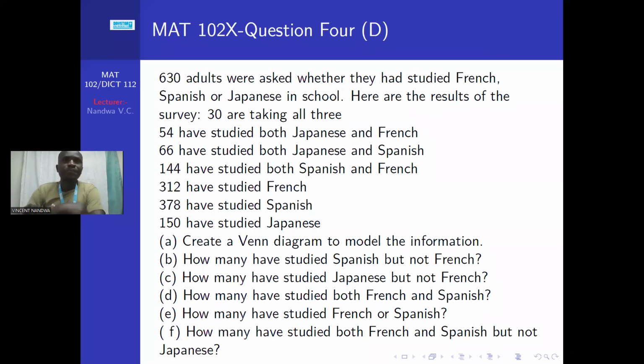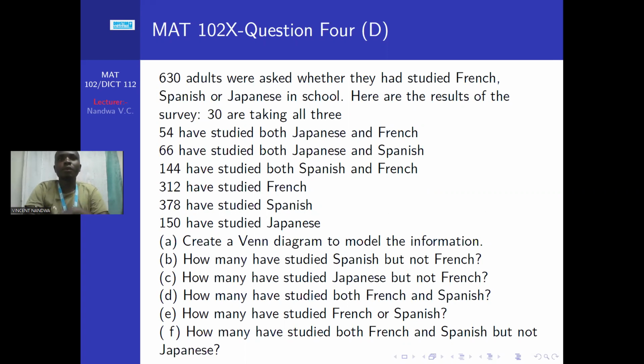Welcome back. So 630 adults were asked whether they had studied French, Spanish, or Japanese in school. The results were as follows. 30 had studied all three subjects.